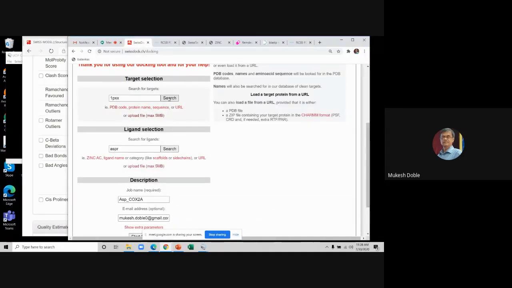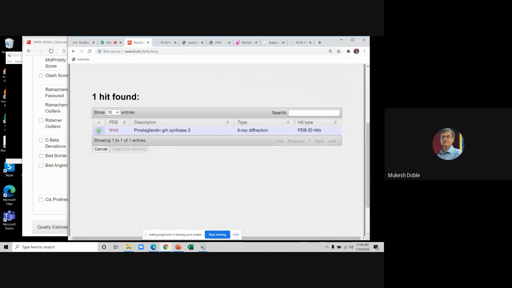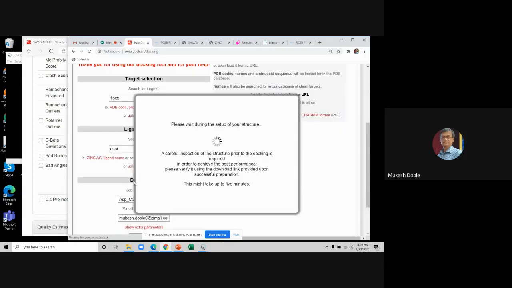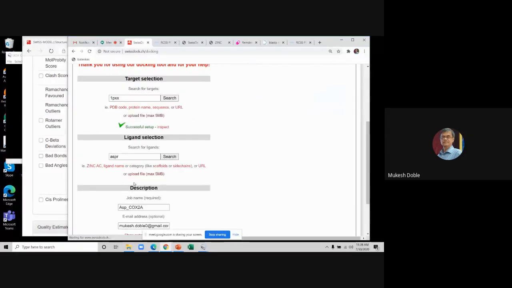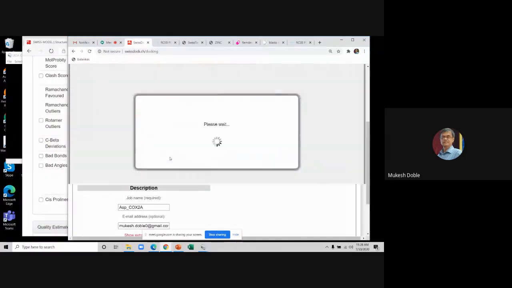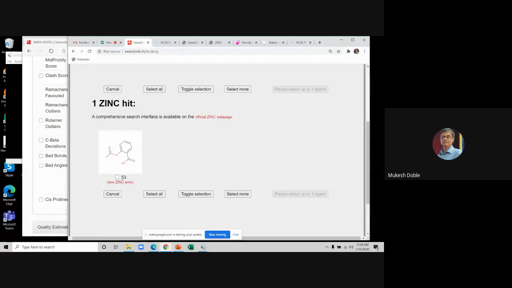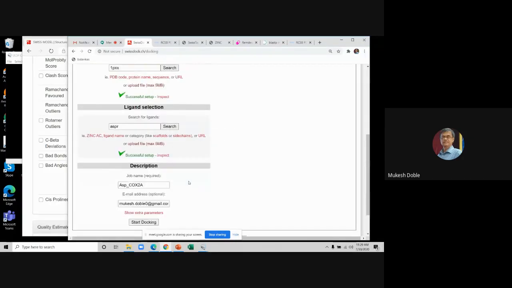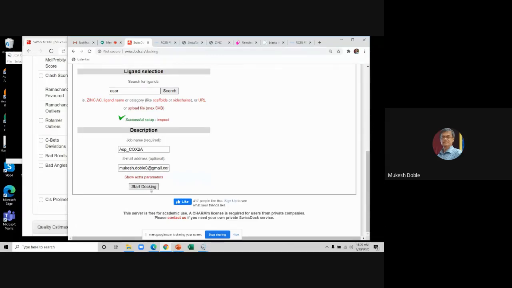Experts will do it again. Aspirin search. Dock on selected molecule. Aspirin also done. Then start docking.